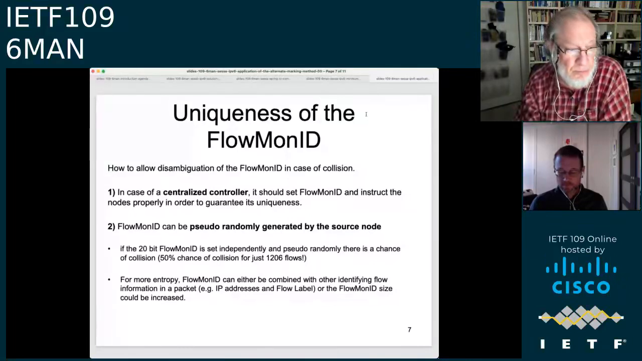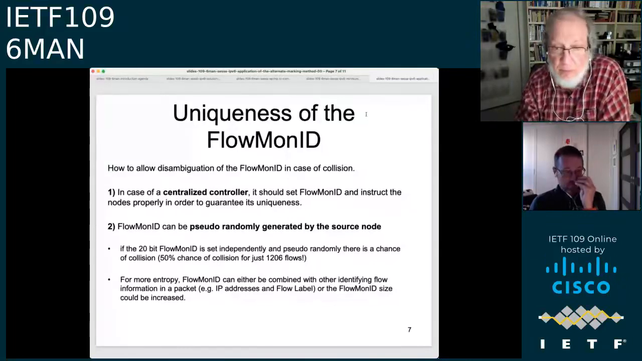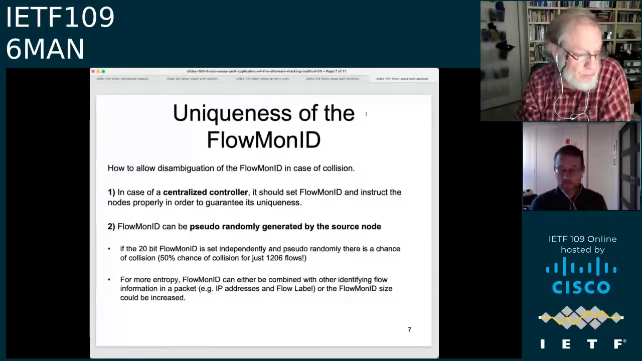For example, if we are going for a 20-bit flow monitor identification, there is a 50% chance of collision for 1,200 flows. So for more entropy, in many cases, we suggest to combine this identification with other flow identification information in the packet, or the size could be increased using reserved fields or in some other way. Next.